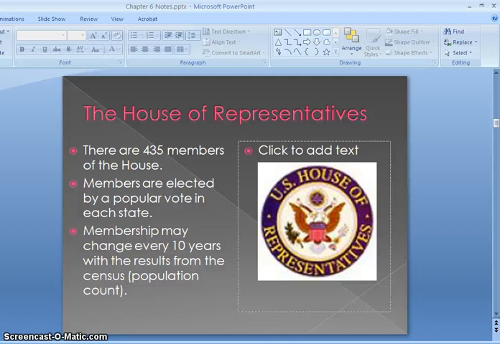Also, the House of Representatives is the only house that can create tax law. The Senate is not allowed to create tax law.